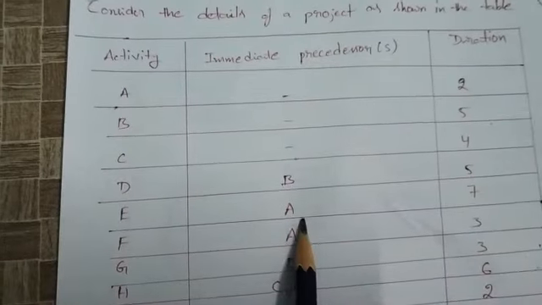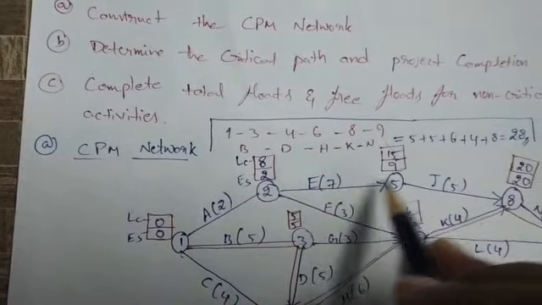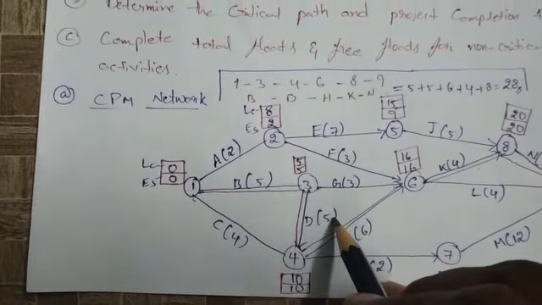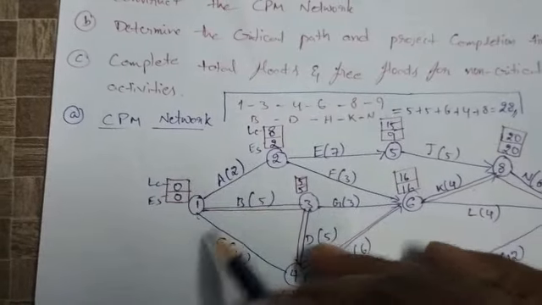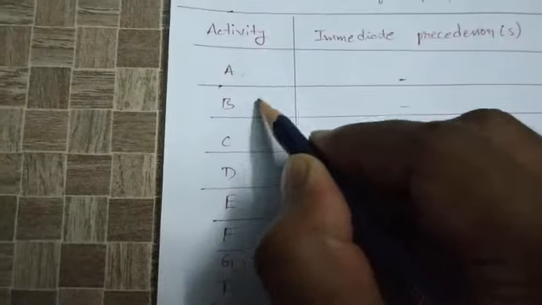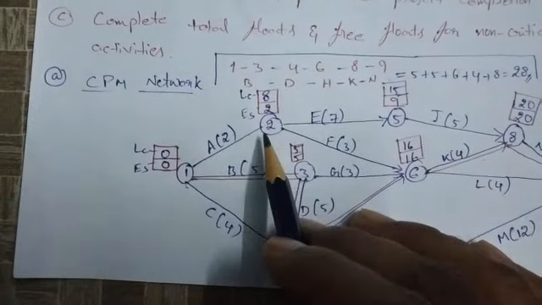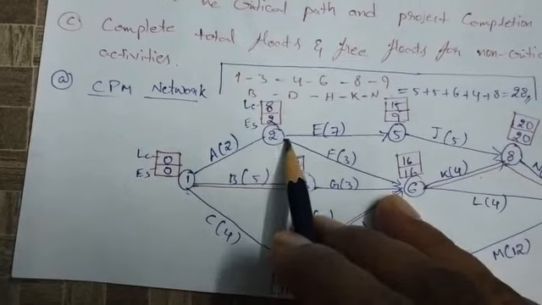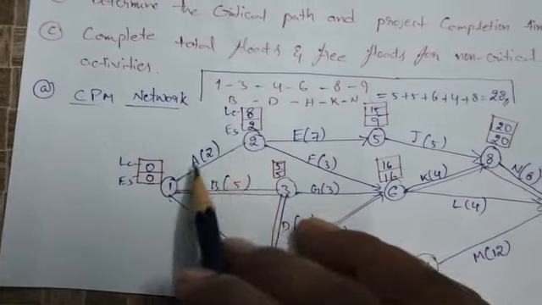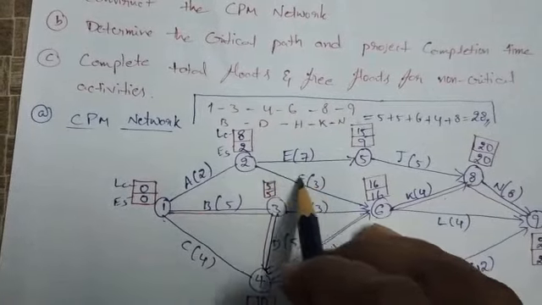E has immediate precedence A, so E starts from the end position of A. E is the activity with duration 7, and D has duration 5, A has duration 2, and C has duration 4. We mention the duration of each activity, and E is completed. Next, F also starts from A, as its immediate precedence is A. So F starts from the end node of A, with duration 3.